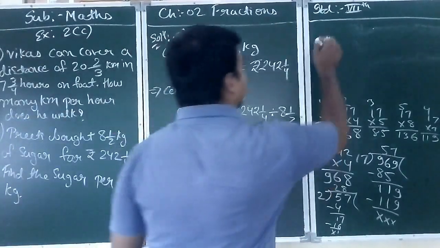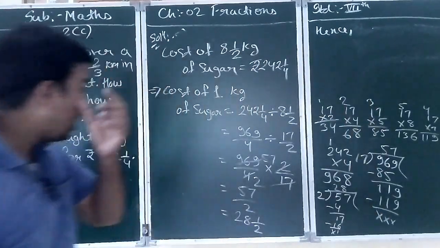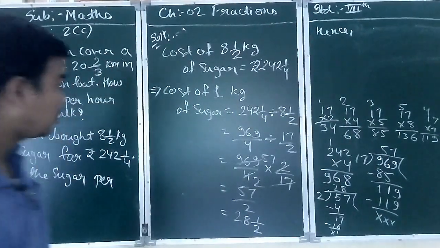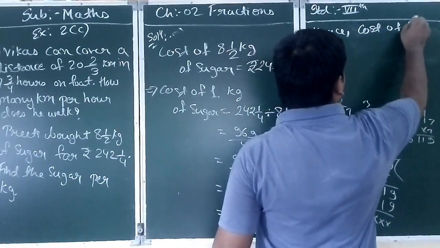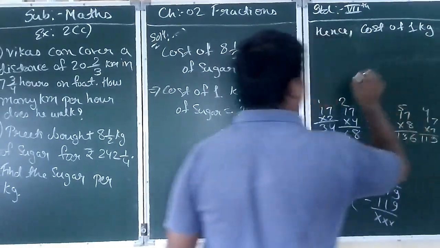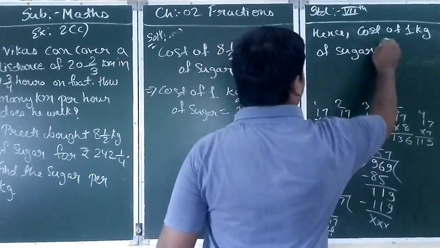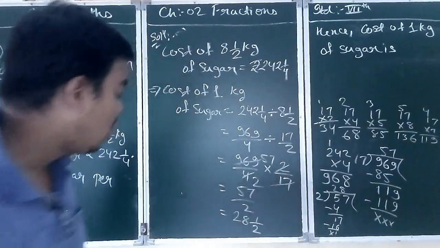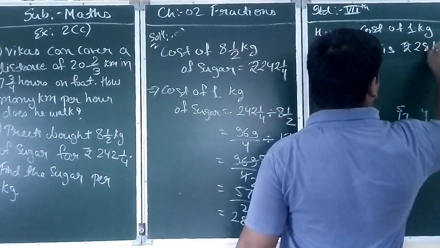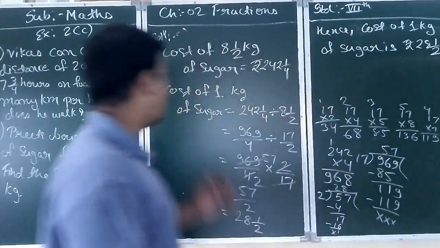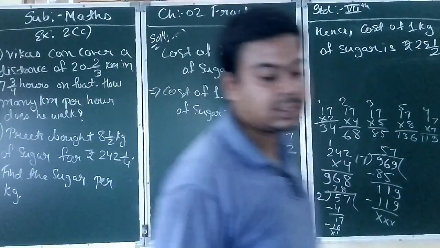So hence cost of 1 kg of sugar is rupees 28 1 by 2. Okay, let's copy this.